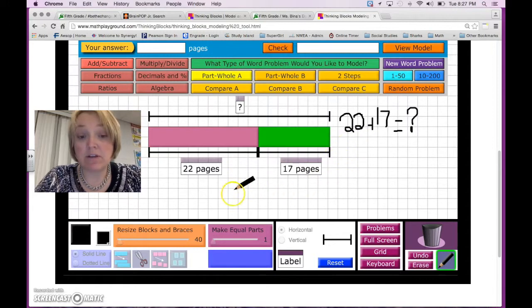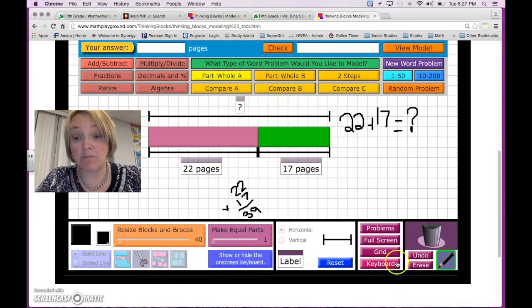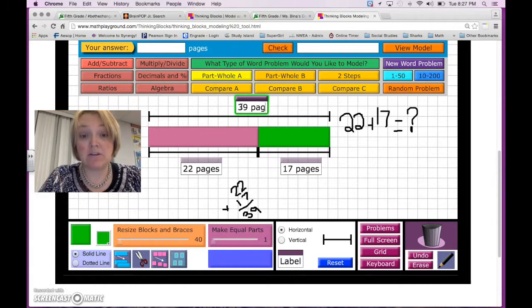So let's go here. I'll do this on this work area. 22 plus 17. And 2 plus 7 is 9. 2 plus 1 is 3. So I would say that the answer to this problem would be 39 pages in the book, and I can click 39. And it's really important to get into good habits to label your word problems like this one. So we have 39 pages, and I can check.